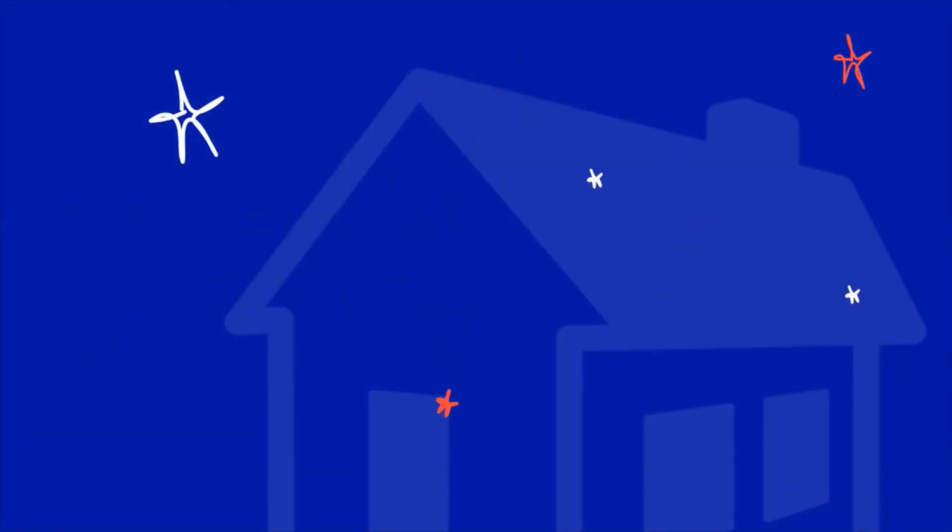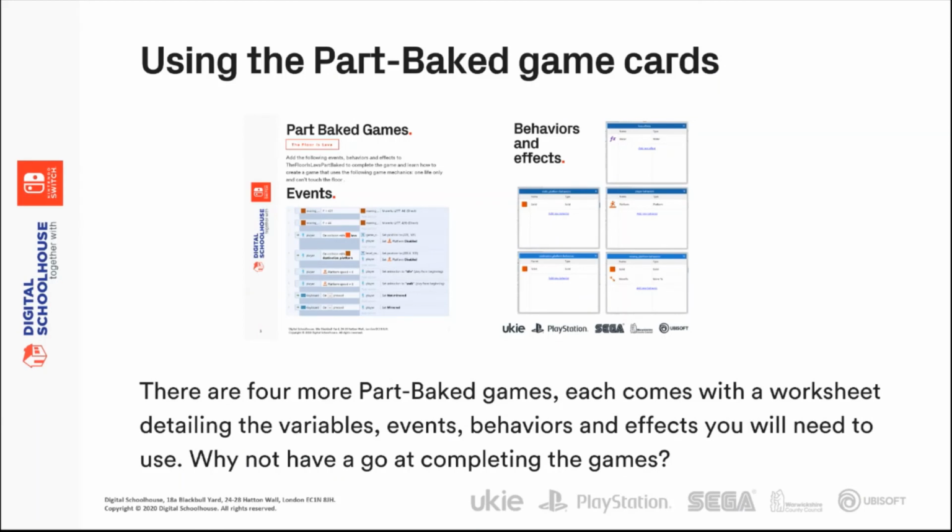Okay, so let's have a little look at what you can do if you want to take this further. Hopefully you've enjoyed making the game with me, and you maybe have got a little bit of a thirst for having a go at making something a little bit more complex, or maybe having a go at making some of the other behaviours and mechanics that we talked about in part 1 of this workshop. So there are actually 4 other part-baked games. Each comes with a worksheet detailing the variables, events, behaviours and effects that you need to use. So you can have a go at completing some other games, and you can use loads of the skills that you've learned in making Run the Gauntlet.